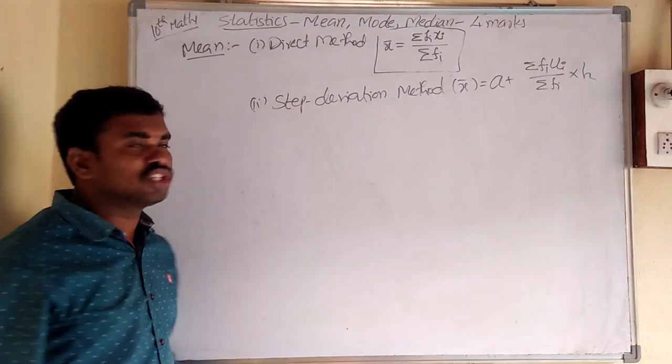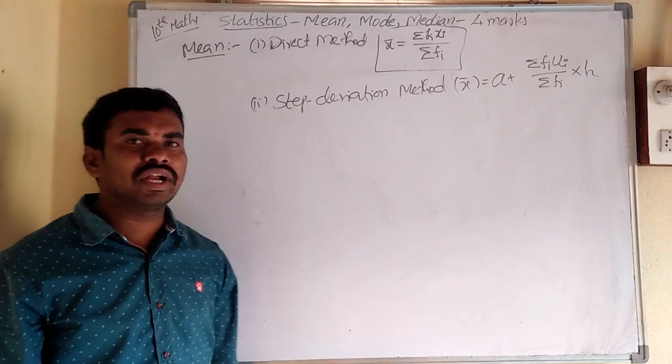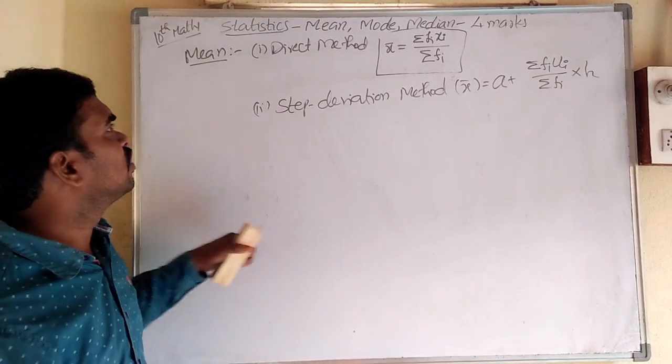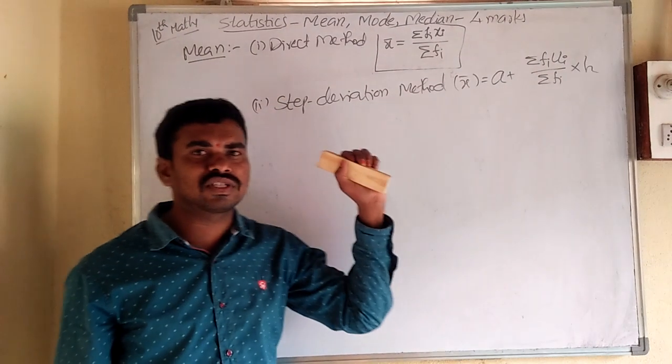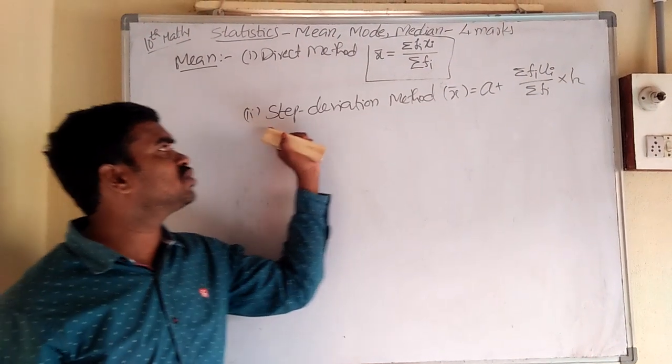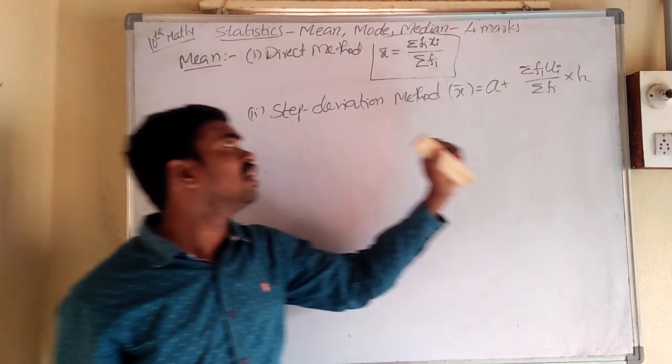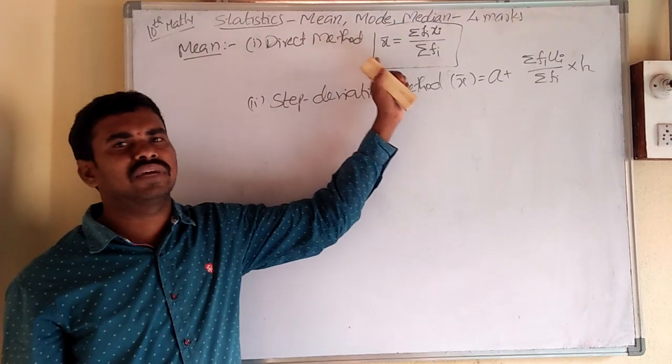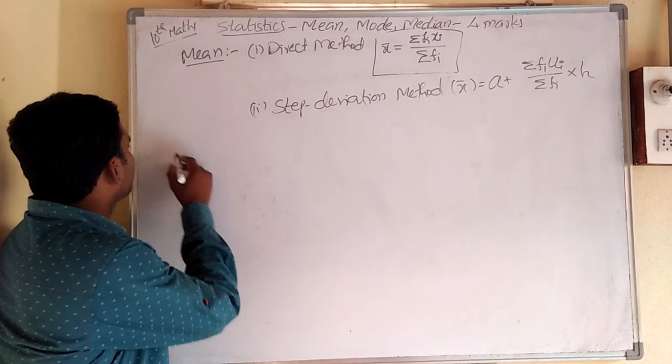And one more method, the assumed mean method, is not needed. These two are enough. Especially when the numbers in the sum are large, use the step deviation method. Otherwise you can use the direct method. I'm taking one question.